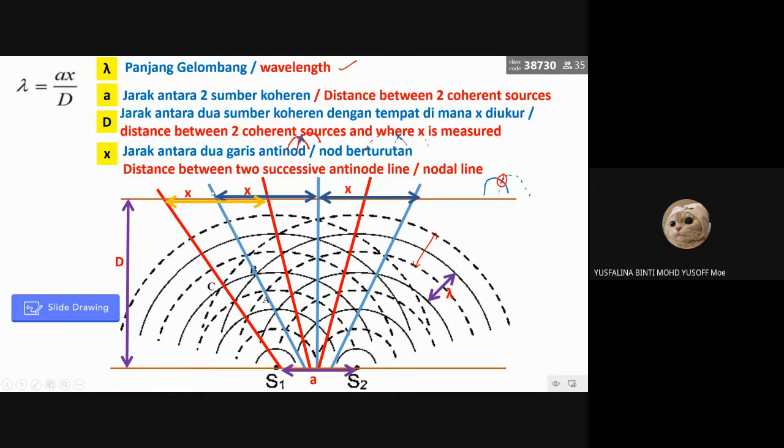And the one from the antinodal line to another antinodal line is called X2. It's up to you whether you take it from the antinodal line to another antinodal line, or from the nodal line to another nodal line. So it's up to you.